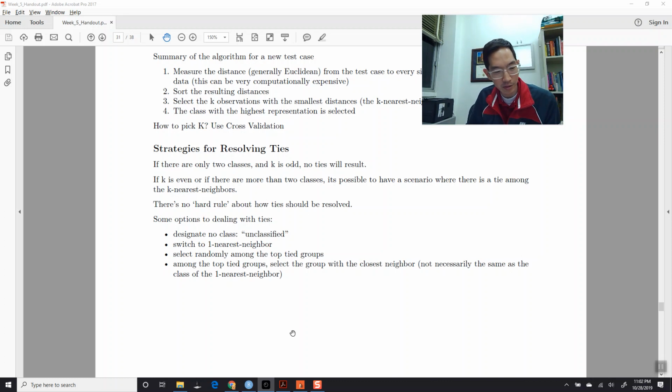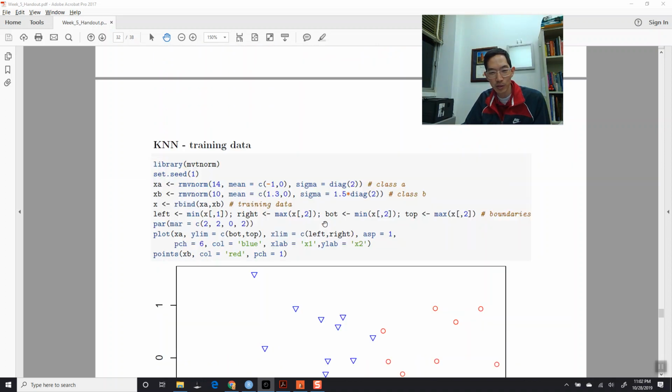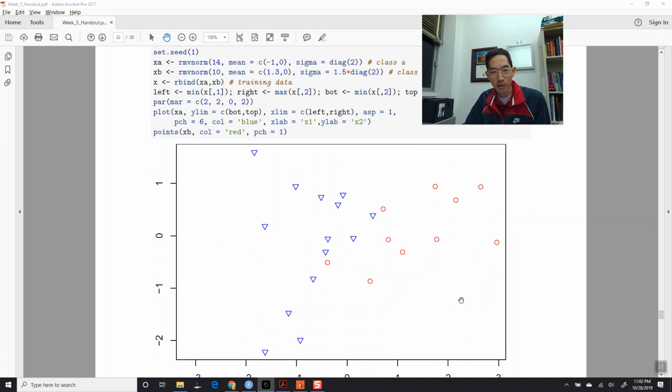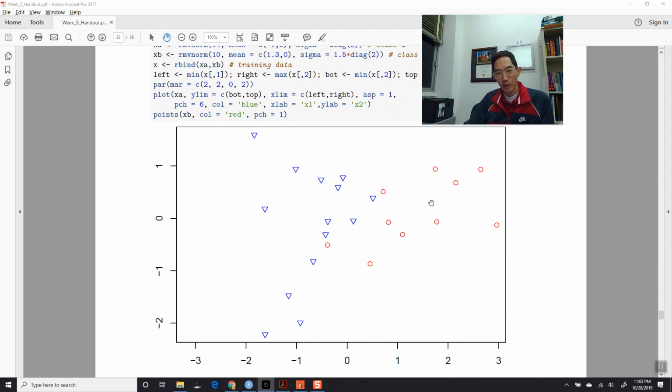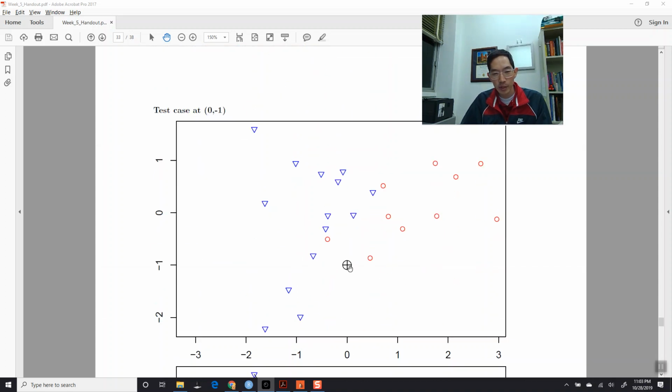In R, you're just going to use KNN, and they have a few things to deal with it. But let me just show you a bunch of pictures for how this might look. So I've purposely generated some noisy data here, where we've got a little bit of overlap between red and blue classes, and we're going to try out a test case and see how it gets classified. Here I'm going to put a test case right here at 0, -1, and we want to know, should this be classified as red or blue? I purposely picked one that's a little bit ambiguous to see how the k nearest neighbor algorithm works.